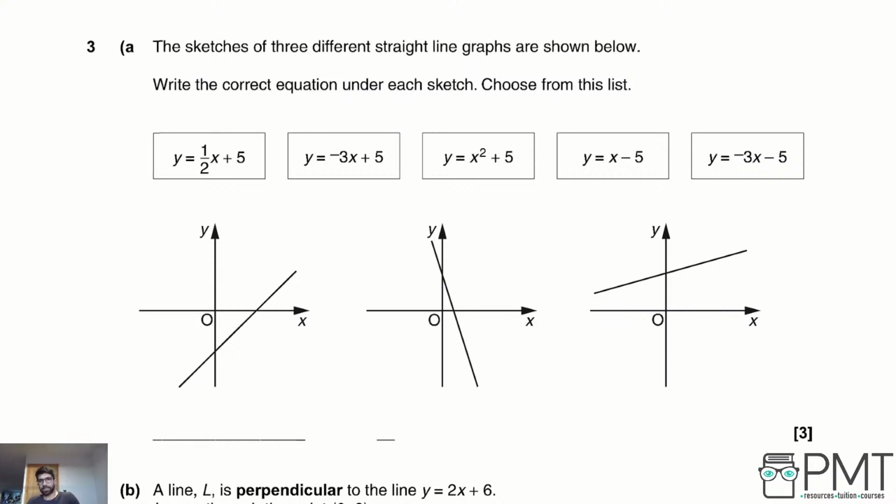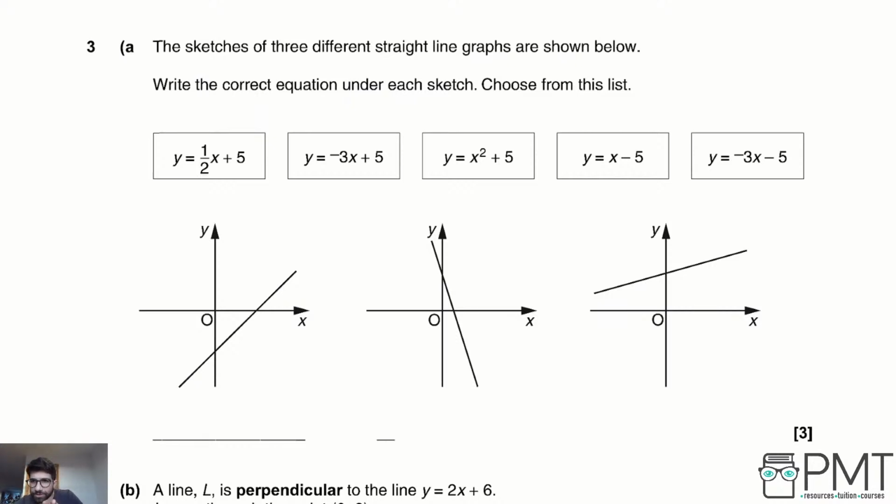Let's see what we have. Let me know which 3 equations you are picking. We don't really have any numbers on the axis, so we don't know the exact intercepts, but we know what the gradients look like. Okay, Mohammed's question. If you get question number 3, let me know what your answers are.